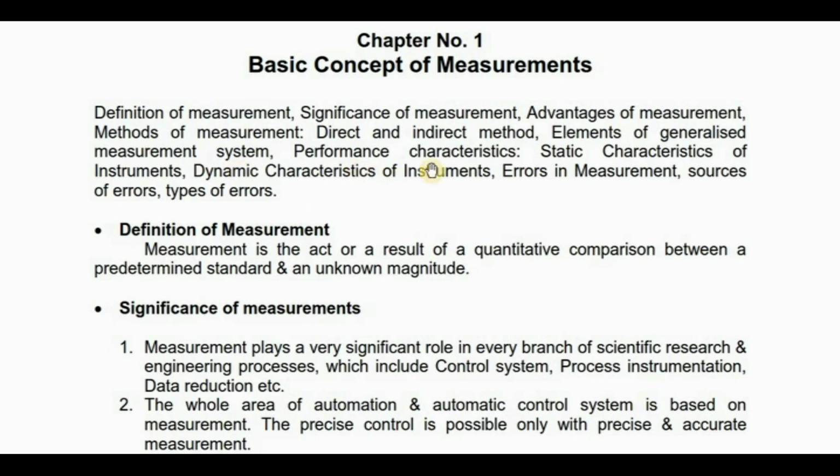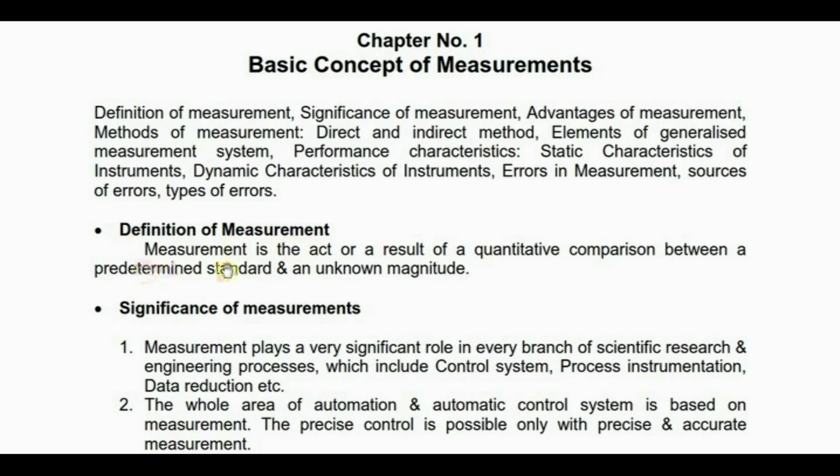Next, we are going to learn about the performance characteristics, in which there are two characteristics. One of them is the static characteristics of the instrument, and the other is the dynamic characteristics of the instrument. And after all this, the last part we are going to learn is about the errors in measurement, the sources of all those errors, and the different types of errors along with the calculation. So let us start with the first thing, the definition of measurement.